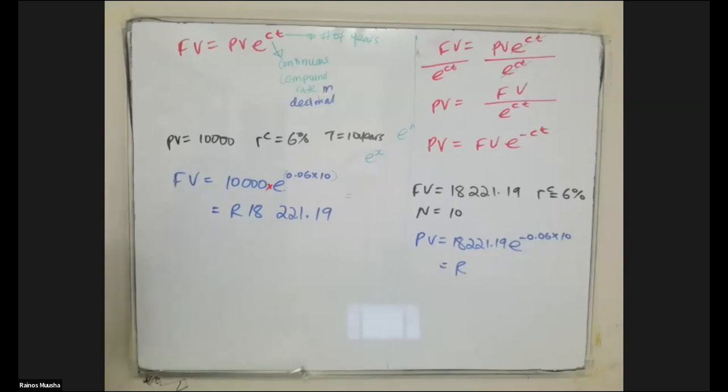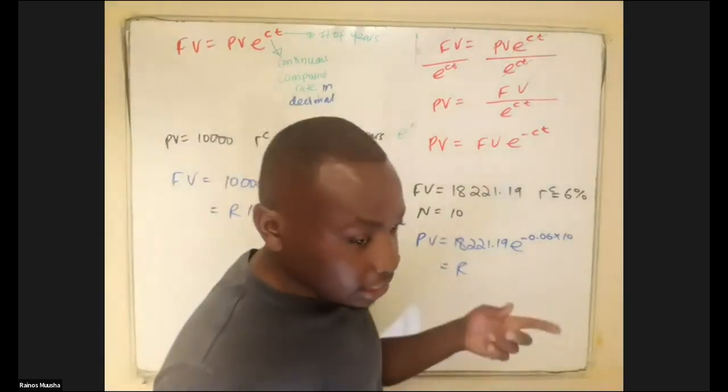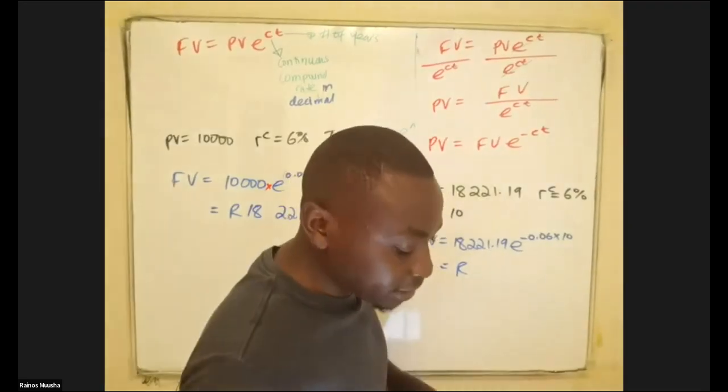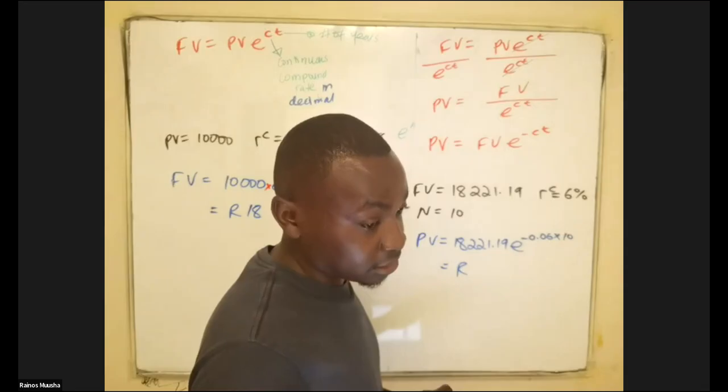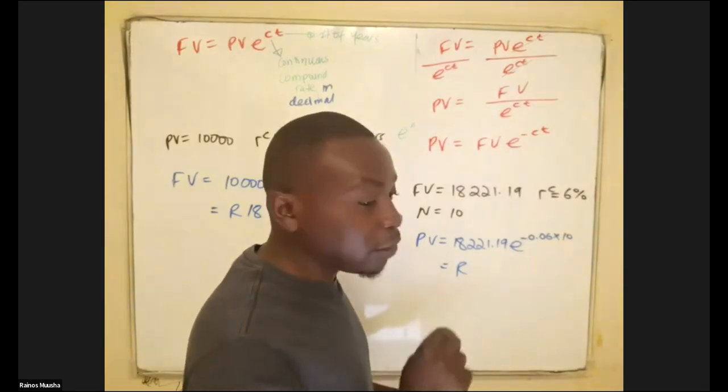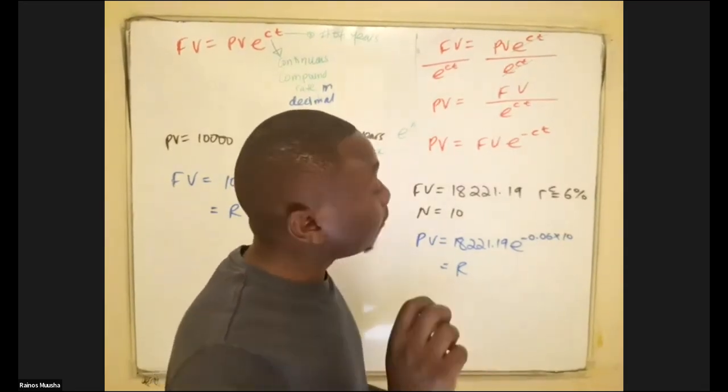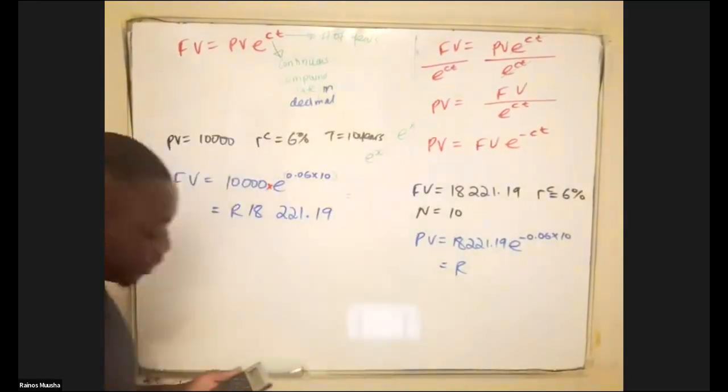Remember, on your calculator, to make a value negative, you don't press the minus button, you press the button with the plus and minus on the same button. So to make a value negative, you always press the plus-minus button on your calculator. Please make sure that you take note of that.